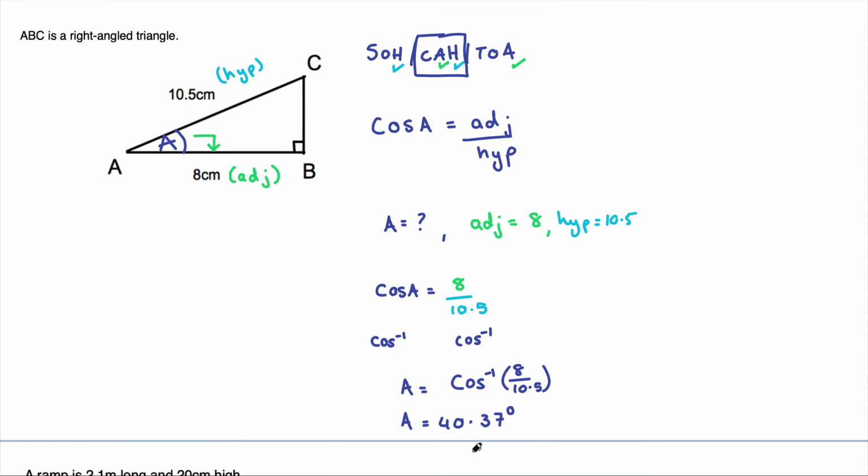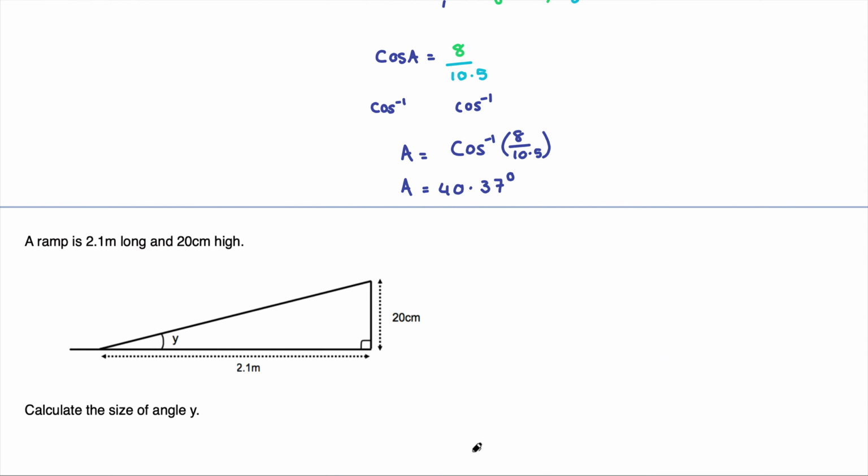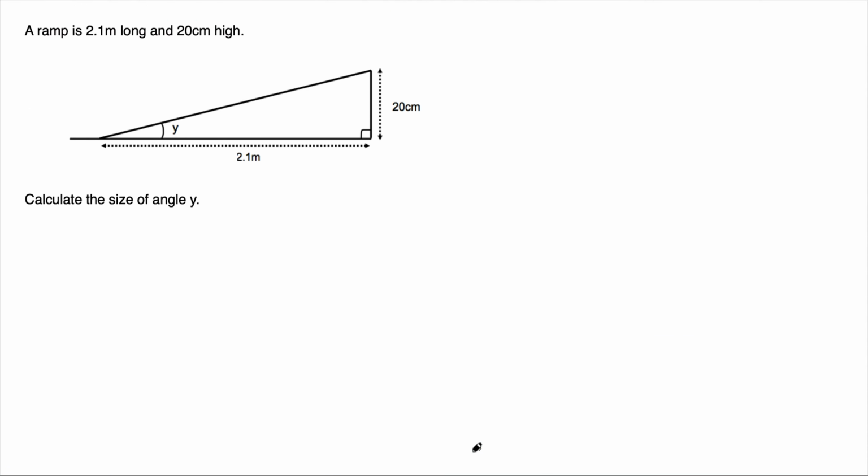I'm going to do one more example. In this case, they're just making it a bit of a real world problem. No issues, we can do that. So it says a ramp is 2.1 meters long. It is 20 centimeters high. Calculate the angle Y. All right, so again, we're going to start by writing out the word SOHCAHTOA.